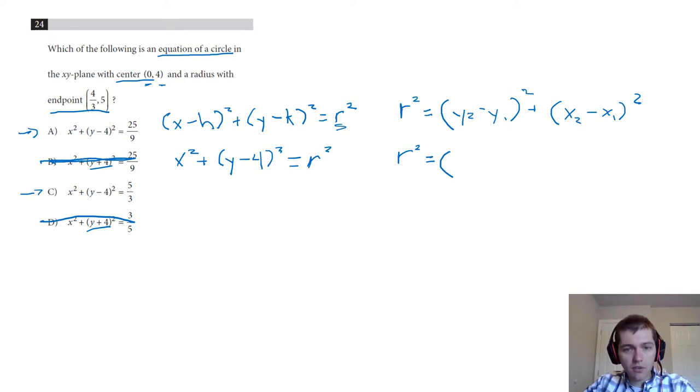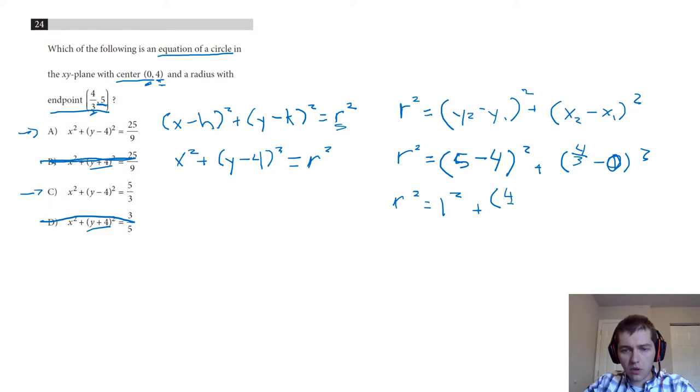So you have (5 minus 4) squared plus, and I'm getting the 5 and 4 from the endpoint and the center, and I'll do the same thing for x, where I'll use the endpoint and the center, where you have (4/3 minus 0, sorry) squared. You can do r squared is equal to 1 squared plus (4/3) squared.